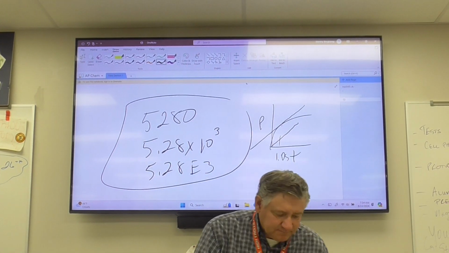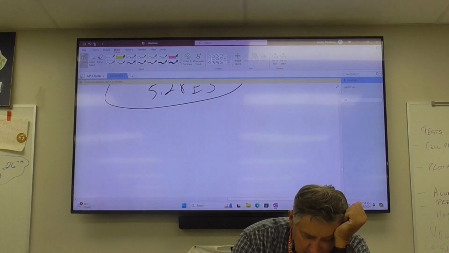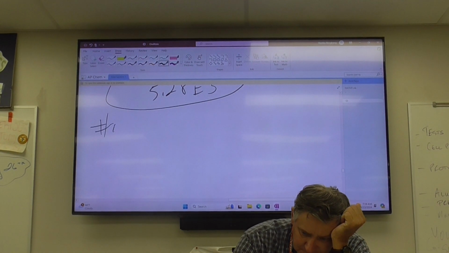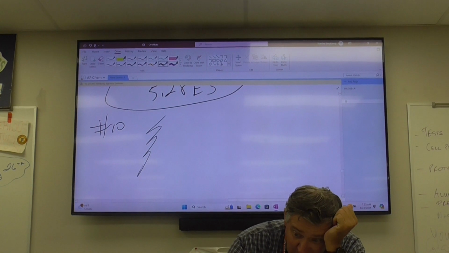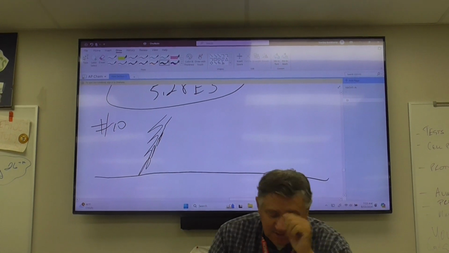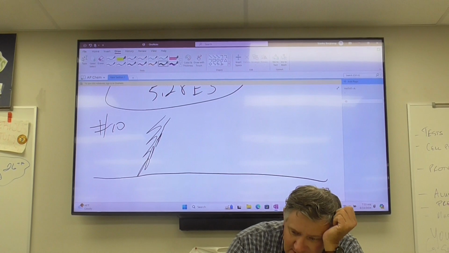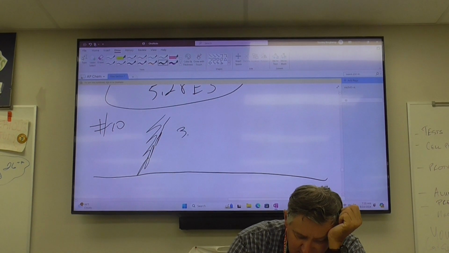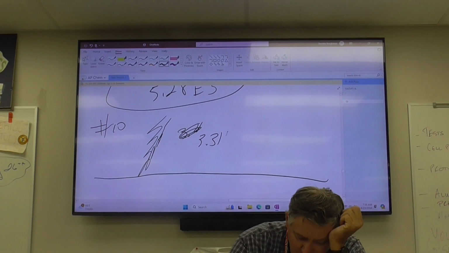Okay, now, let's talk about 10 and 11. So, on number 10, here's the story. This morning, there was a nice thunderstorm, so there was a flash of lightning. You see the flash of lightning, and it's 1 mile away, and the speed of sound is 3.3145 times 10 to the second meters per second.